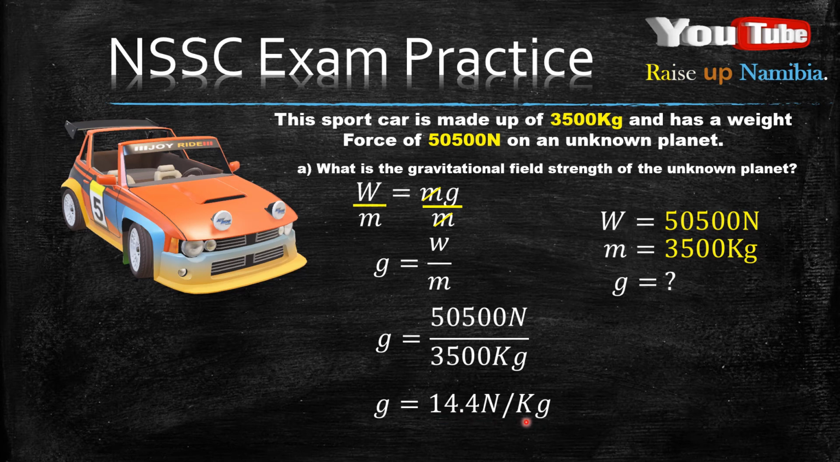Again, how did I know that the unit will be newtons per kilogram? Because on top I have a newton, which is 50,500 newtons, and below I have a kg. I'll just bring them down and then it will be that N, which is newton, per kilogram. I put the per there because it's at the bottom, okay? So the per is like a division, okay? So that's your final answer.